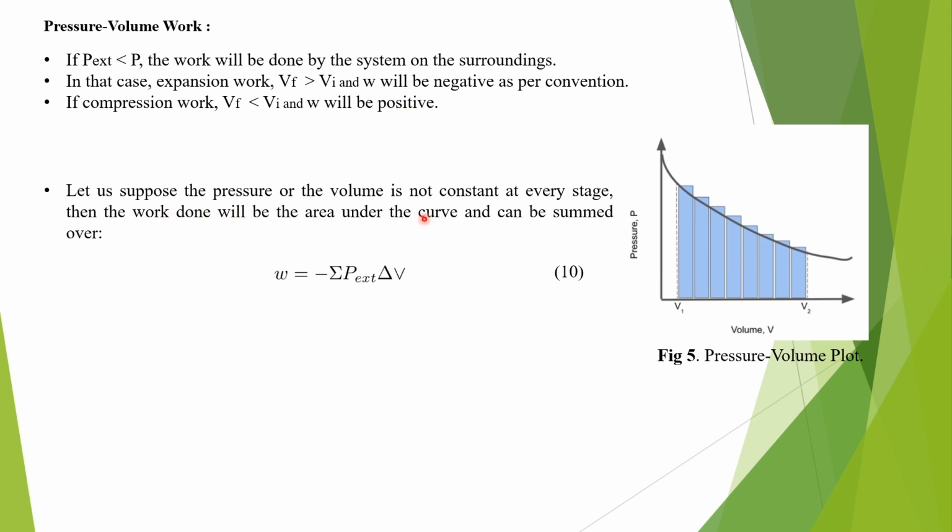Let us suppose the pressure or volume is not constant at every stage, then the work done will be the area under the curve and can be summed over this. So if this is the case, then work done is the sum over P external times delta V. So we have to calculate the area under this. The volume is changing from V1 to V2 here, so we need to calculate the area under the curve.